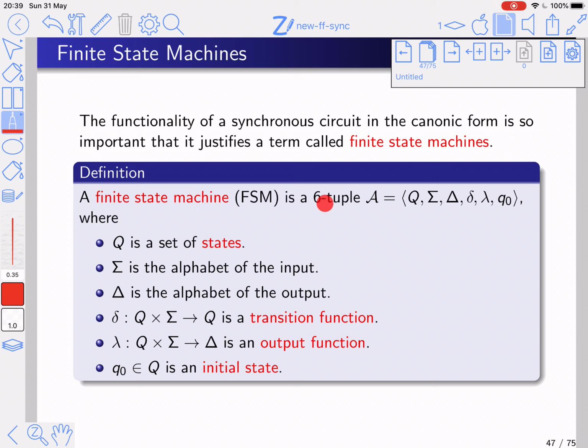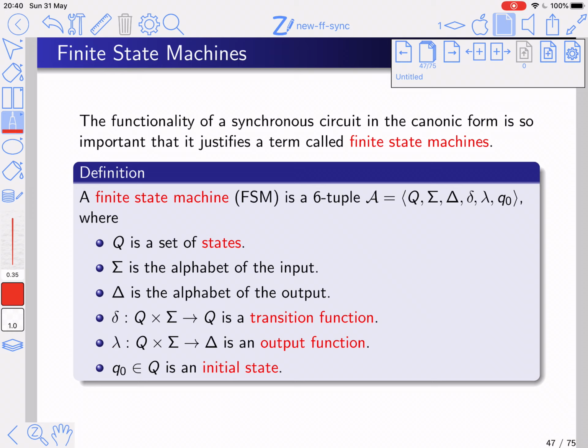It is a six-tuple A that consists of Q, sigma, delta, lowercase delta, lambda, Q0. Let's explain what each of these components signify. Q is a set of states. Big sigma is an alphabet of the input. Big delta is an alphabet of the output. Lower delta is a function from ordered pairs of states and inputs to states. This function is called the transition function.